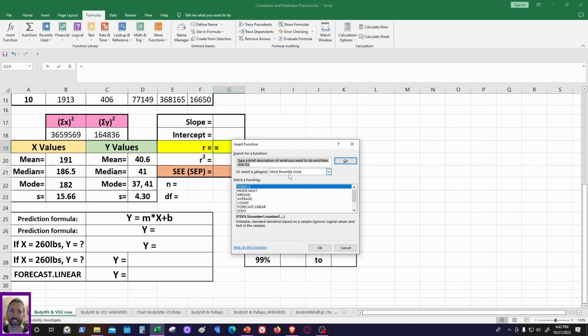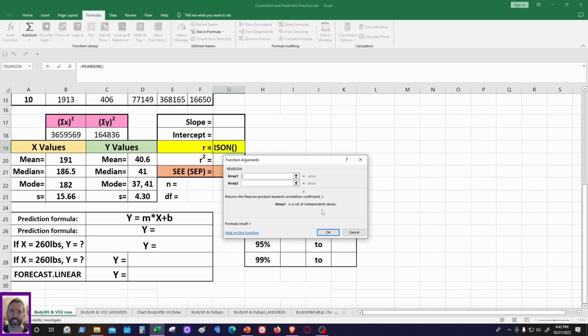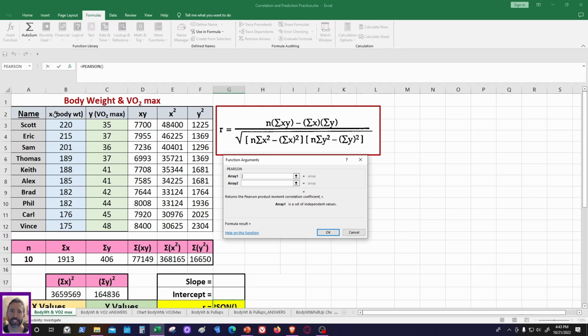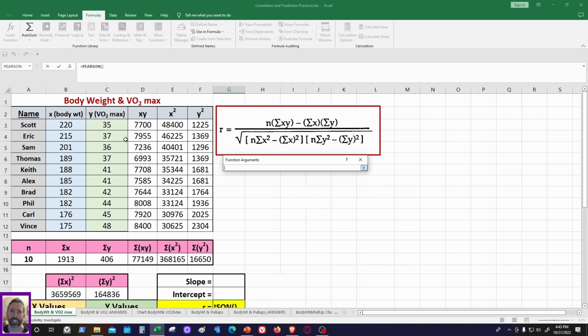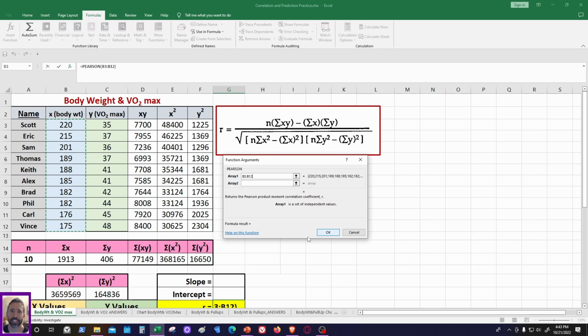So we're going to go to statistics, right? And we're going to scroll down. We're going to look for Pearson. And it is right there. Let's go ahead and select that. And it's going to ask us to put our two arrays in. All right. And if you take a look, it actually tells you, for example, array 1 is your independent values. This is your independent values. So we're going to go ahead and input our X values in here. Okay. So this is our independent. Okay. We're going to enter that in.